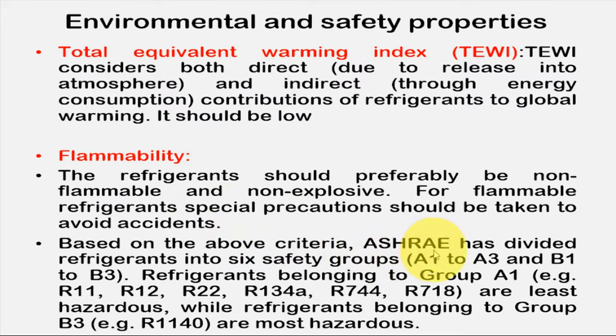Now, ASHRAE has divided refrigerants into six categories: A1 to A3 and B1 to B3. The refrigerants belonging to group A1, for example R11, R12, R22, R134a, R744, R718, are least hazardous, while the refrigerants belonging to group B3 like R1140 are most hazardous. So the flammability of a refrigerant should be low.